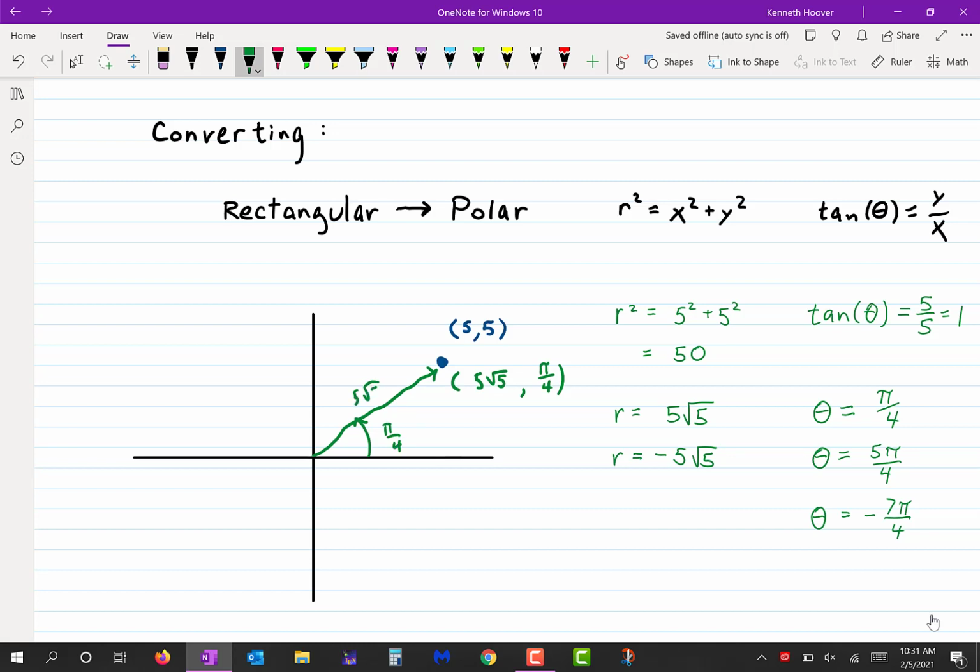It would not work if I wrote negative 5 root 5, comma, pi over 4, because that point would be back here. But it would work if I put negative 5 root 5, comma, 5 pi over 4. That would work, because then I would be doing this: 5 pi over 4, and then go backwards a distance of 5 root 5. It would put me there. So you just have to be careful. You'll always have two choices for r and lots of choices for theta.